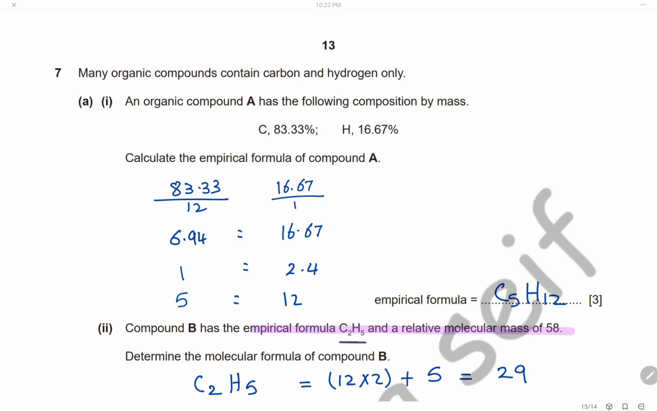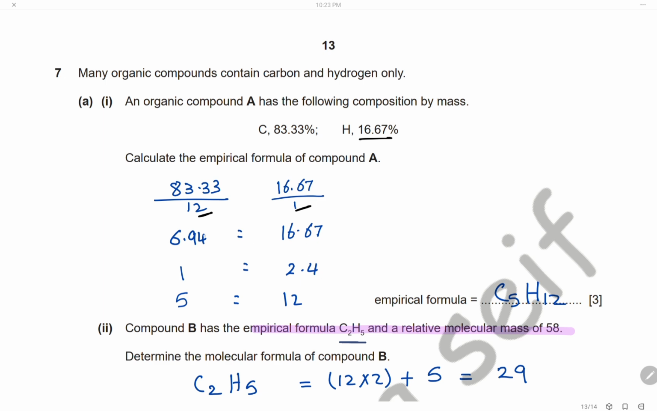Question 7. Many organic compounds contain carbon and hydrogen only. An organic compound A has the following composition by mass: 83.33% carbon and 16.67% hydrogen. So let's calculate the empirical formula for compound A. We will divide the mass of carbon by the relative atomic mass, which is 12, and for hydrogen we will divide by the mass of hydrogen, which is 1. So we will get a ratio of 6.94 carbon and 16.67 for hydrogen.